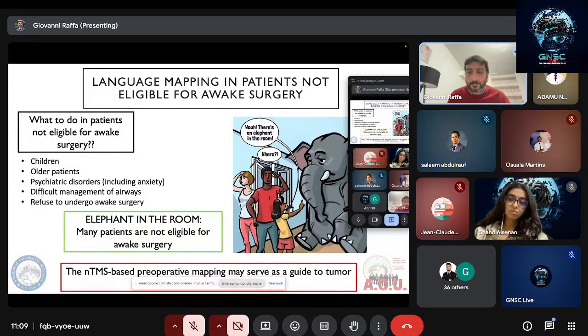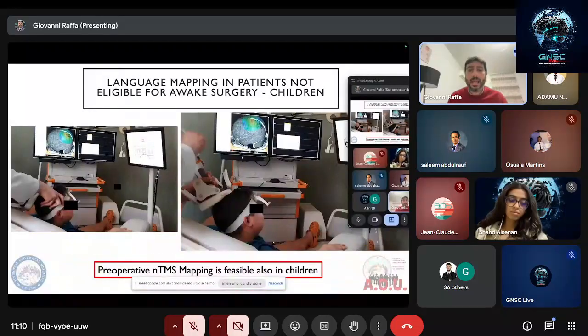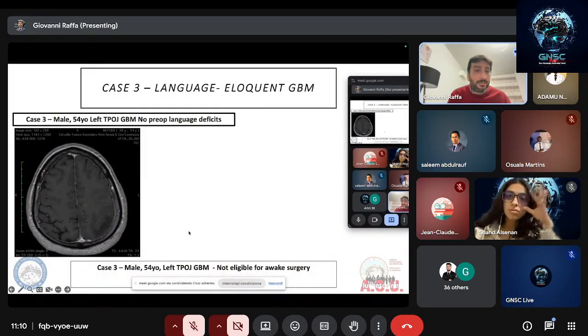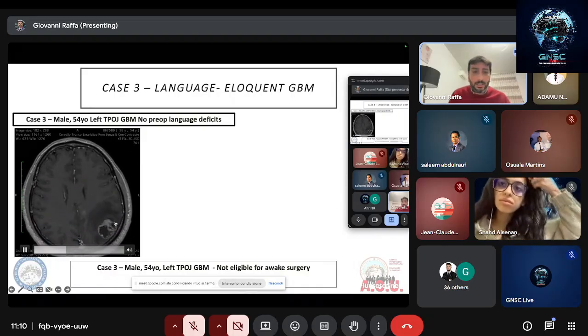It's not imaginable to perform just standard asleep surgeries as we performed 20 years ago. Today we have some tools like TMS that can provide us preoperative functional information that can guide our surgery, and that can be used in cases like that when an awake surgery should be indicated but it's not feasible. For example, this is a picture of a child. This is another case of an older guy that was not eligible for an awake surgery.